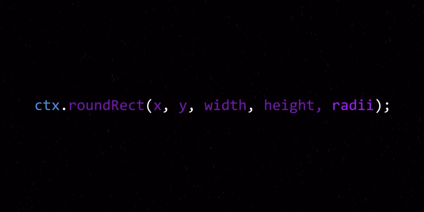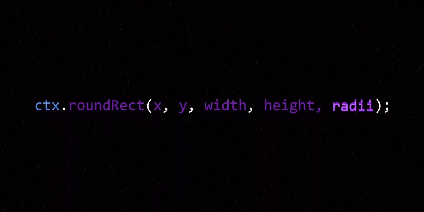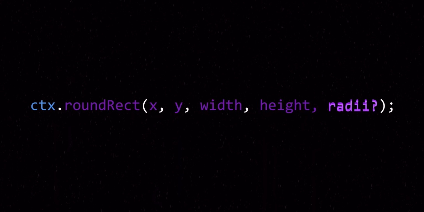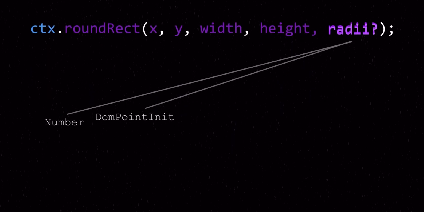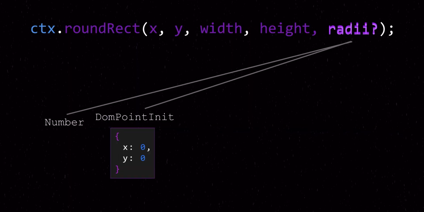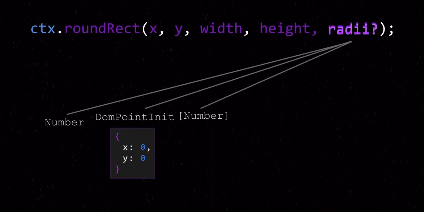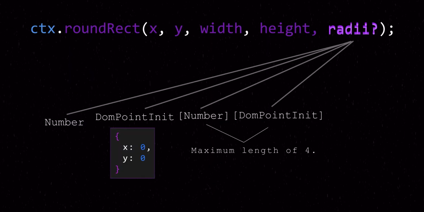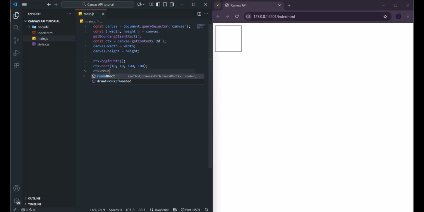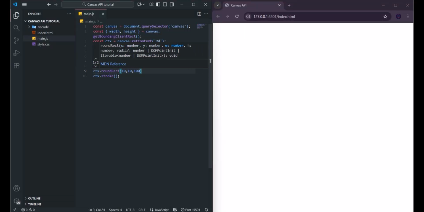roundRect is a rectangle that takes an extra radius parameter. The extra radius parameter is optional. It can accept a single number, a DOMPointInit, which is a JavaScript object with x and y values, or an array of radius values, numbers or DOMPointInit, which can take up to 4 values, one for each side of the rectangle. I will write ctx.roundRect with the same parameter values as the rect. I will give it a border radius of 20. This creates a rectangle with rounded corners of radius 20.